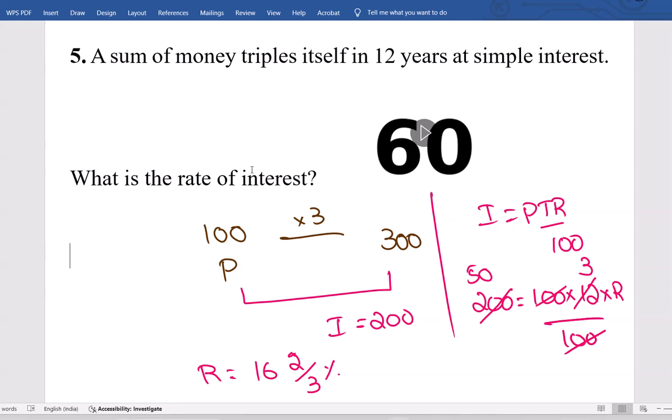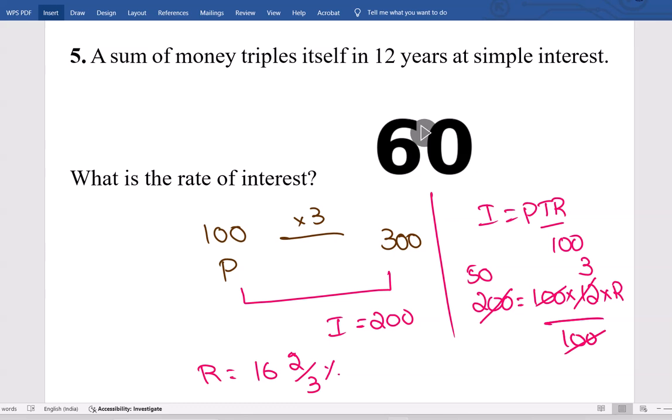So the answer should be 16,253. I hope you understand, I is 200. Or else we can see this question in terms of the percentages topic. Amount triple means 200% increase. Increase means nothing but interest. 200% interest in 12 years. Rate of interest per year: how much? 200% for 12 years. For 1 year it is 200 by 12, which is nothing but 16 2 by 3.